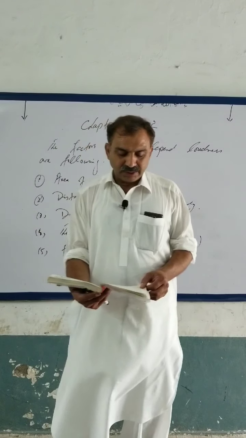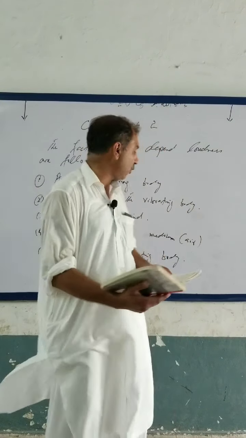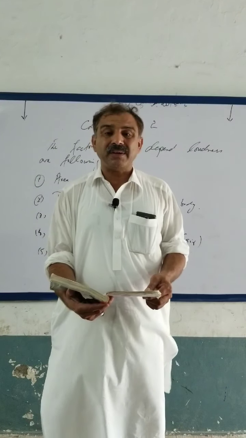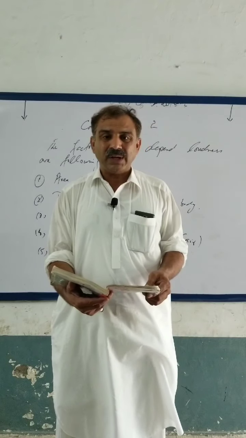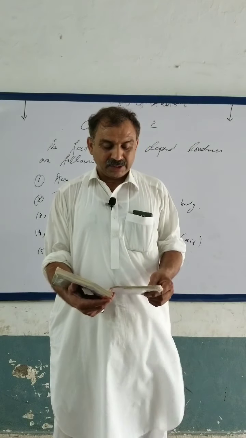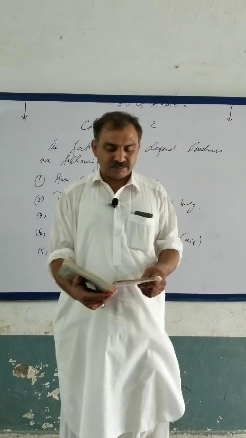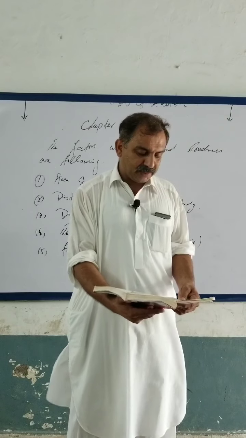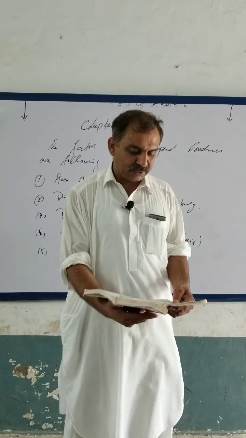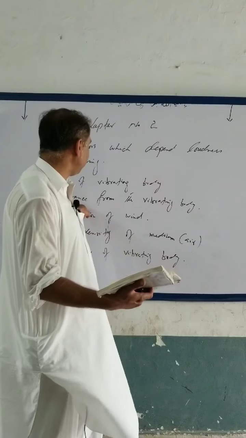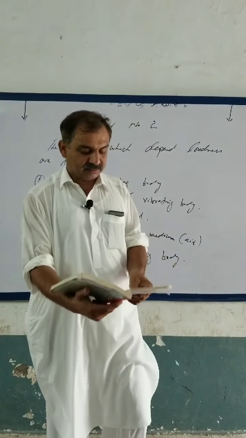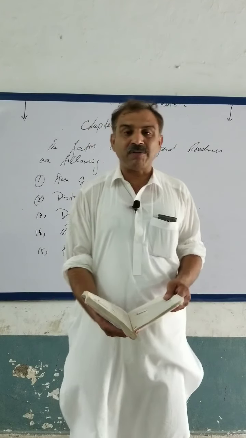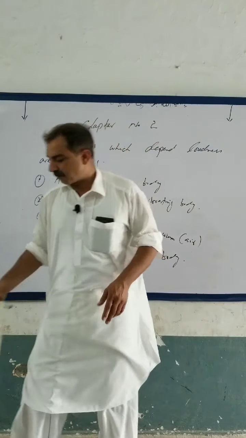In your book, only three factors are discussed. I showed five. So you must copy my ideas also, as additional knowledge. But in your book, there are three main factors on page number 32. The area of vibrating body, distance from the source of sound, and the third is the material through which sound is traveling. That is called the material medium.